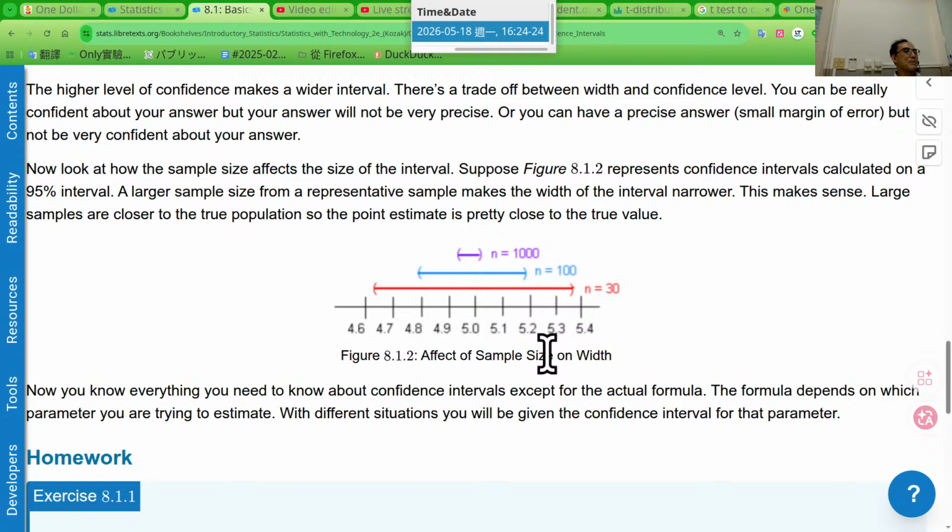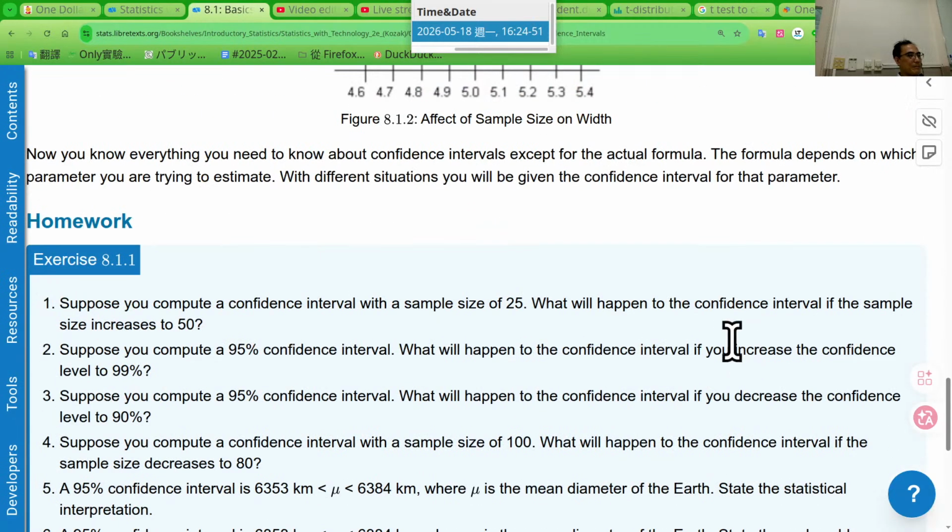Okay, we have a concept here. If we have the chance to get more and more samples and calculate the value, for example the mean, we are confident and the confidence interval is narrower. But if we have limited time, limited labor, and limited money, we get only 30, and the confidence interval is larger. Okay.